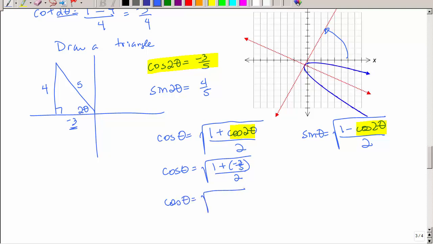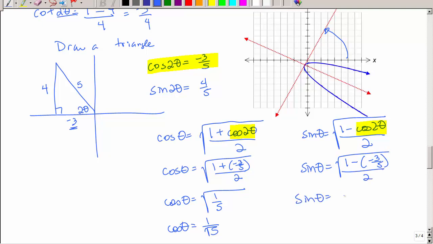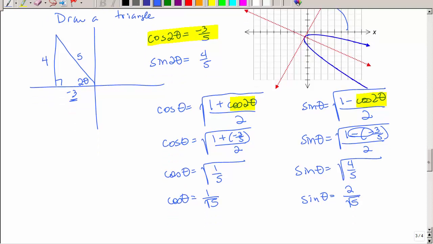So 1 minus 3/5 is 2/5, divided by 2 is 1/5, so I'm going to say that's 1 over the square root of 5. You could rationalize that, or I'm just going to leave it. Here this is going to be 1 minus the minus 3/5, so that's going to be 1 plus 3/5, that's 8/5 divided by 2 is 4/5. The square root of 4 is 2. I'm just going to leave that square root of 5. So those are my exact values for sine and cosine.